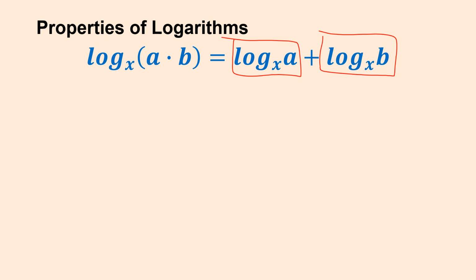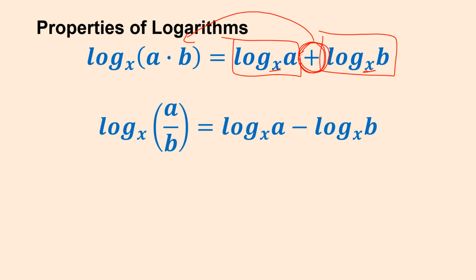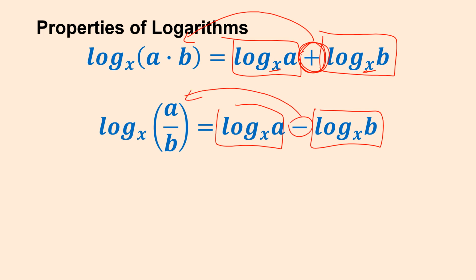Okay, so looked at it backwards. Anytime we're adding two logs of the same base, both base x, we can change that into a single log with a times b in the parentheses. For dividing, it switches to a minus, and vice versa. So if we have two logs subtracted, we could write it as a single log a divided by b.